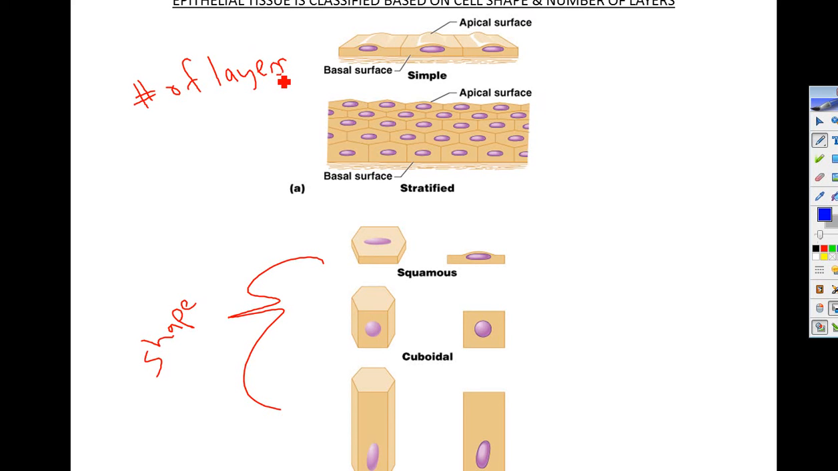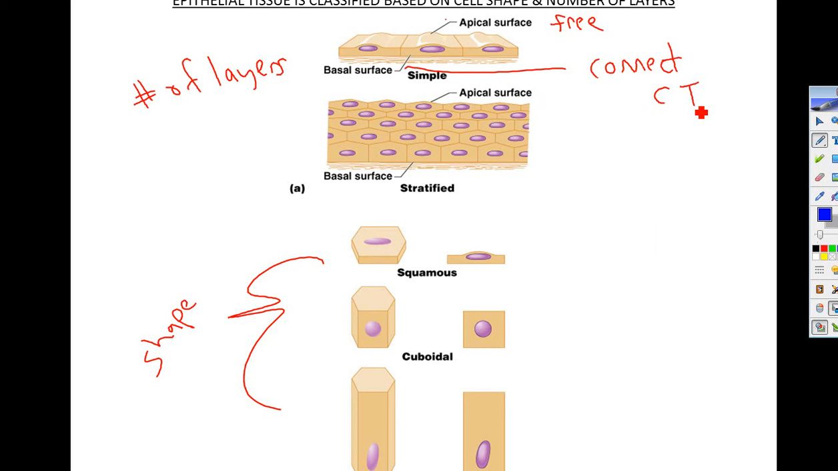Okay? So, hey, apical surface, this up here, is that going to be closer to what? What's it going to touch? The outside, the free surface. That says apical. Associate apical with free. Associate the basement membrane with deeper. It's going to connect to your CT, your connective tissue.